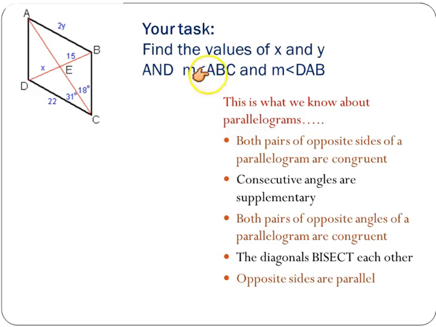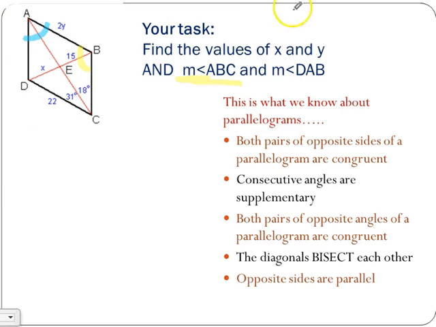So let's use some of these properties to solve some problems. So here is a parallelogram. So this figure is a parallelogram. I'm going to tell you that right now. And knowing that that's a parallelogram, I want you to use all the properties of parallelograms to help you find the values of x and y. So here's x, here's y. And then you're also going to find the measurement of angle ABC. So we're going to find this angle right here, angle ABC, as well as angle DAB, so this angle up here.